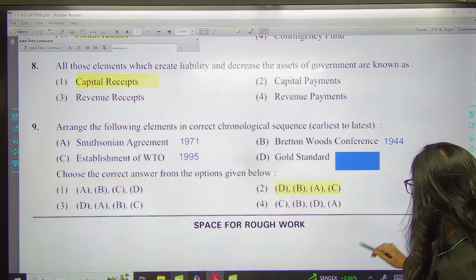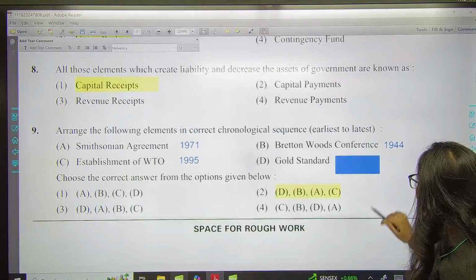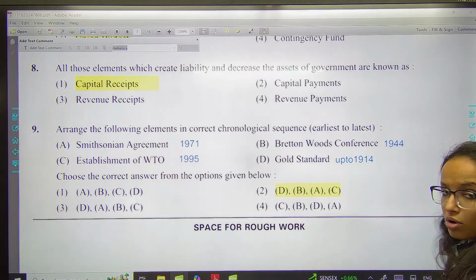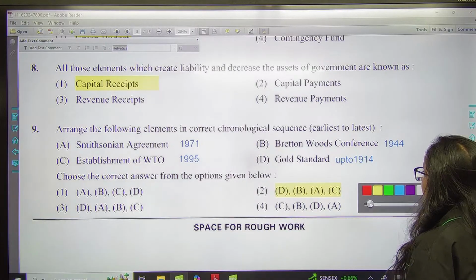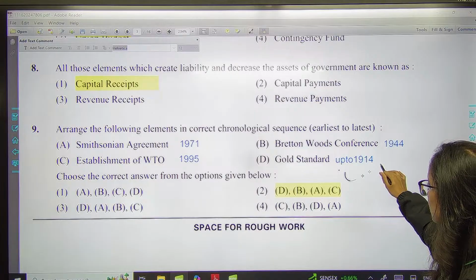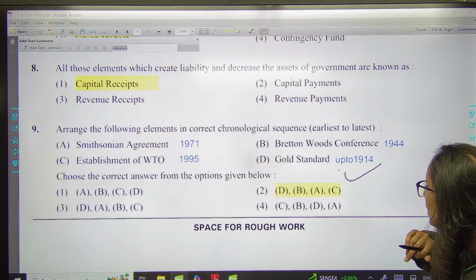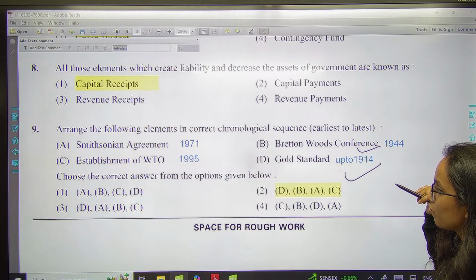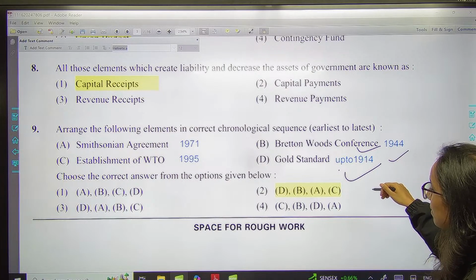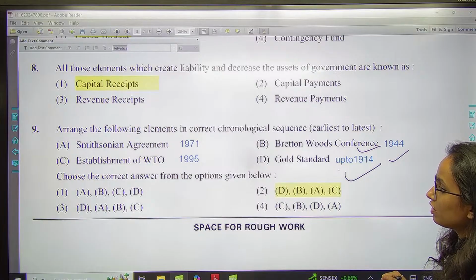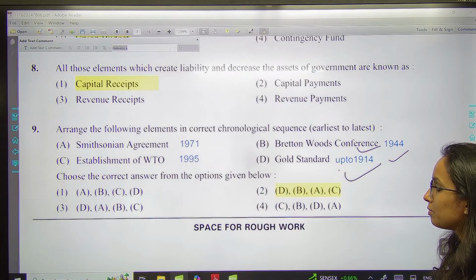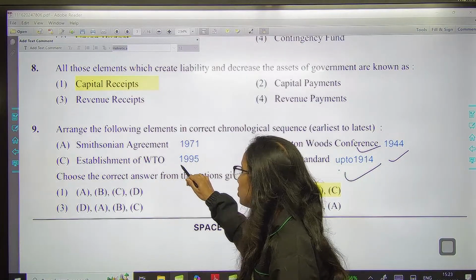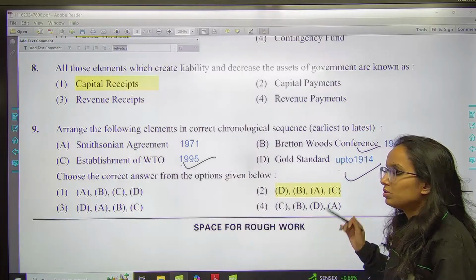Now, this kind of question, arranging the sequence, so sequence based questions are also being asked, like arrange the following in correct chronological sequence. So here if you see, gold standard would come first. It was in use up to 1914. Then your Bretton Woods conference happened, which established the World Bank and IMF, 1944. Then the Smithsonian agreement, which pegged all the currencies values to the US dollar. Then establishment of WTO in 95. So this is the correct sequence.